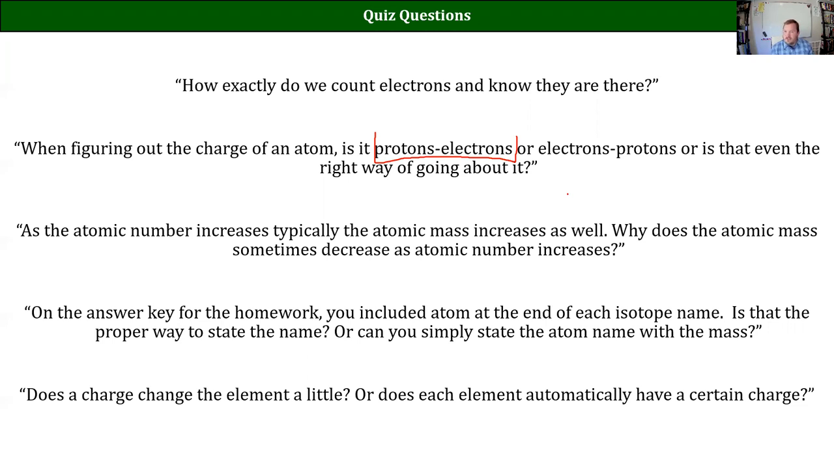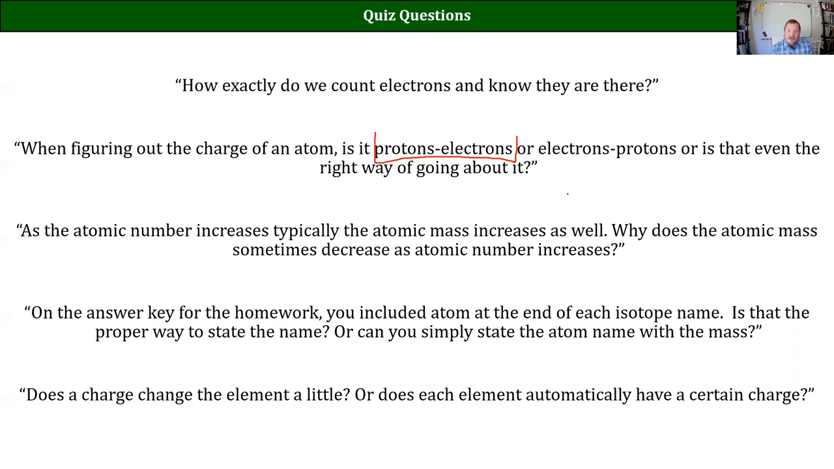Also, a lot of people were asking questions about why I wrote ion at the beginning or on the key versus atom. If something has any charge whatsoever, it's an ion. So cation and anion that were brought up in the lab are just specifics. They're a subset of ions. Anything with a charge is an ion. Anything with a positive charge is a cation, and I always remember that because the T in cat looks like a plus.